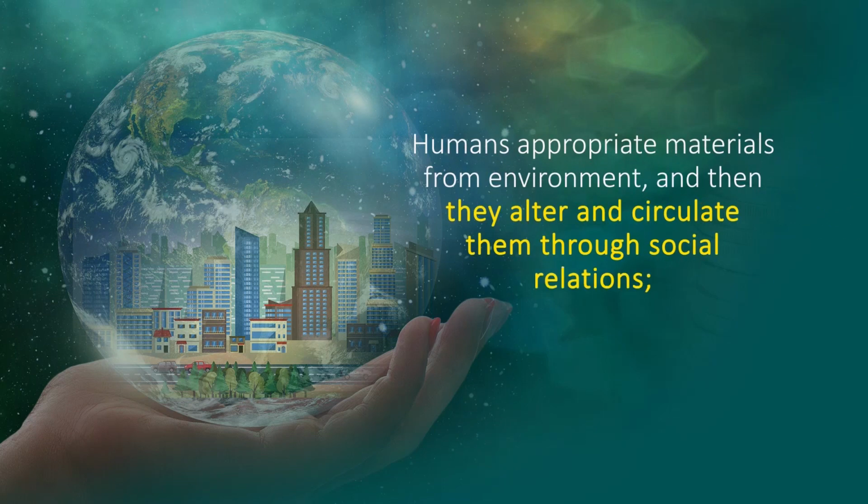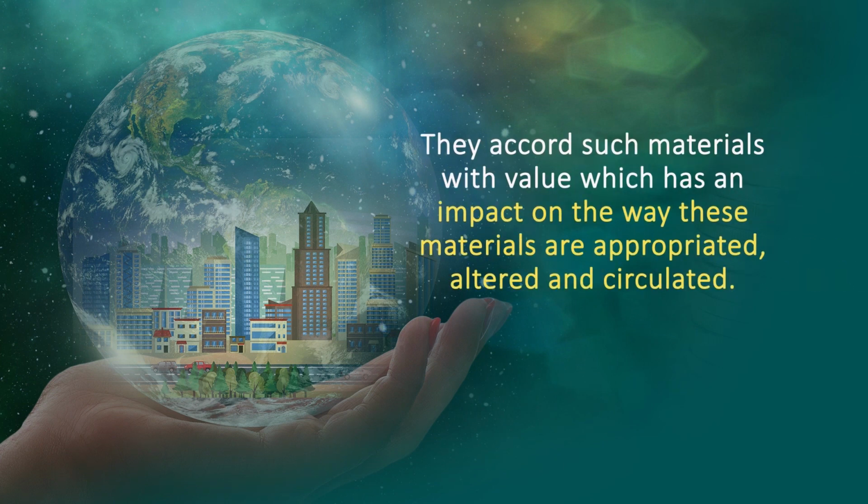In the Marxist perspective, the economic process is the infrastructure, and the other subsystems, such as culture, religion, etc., form the superstructure. Thus, humans engage themselves in social production. There are two fundamental processes which characterize the ecology of human social systems. Firstly, humans appropriate material from the environment, and then they alter and circulate these materials through social relations. They accord such materials with value, which has an impact on the way these materials are appropriated, altered, and circulated.